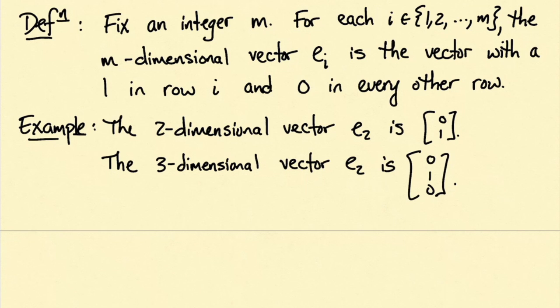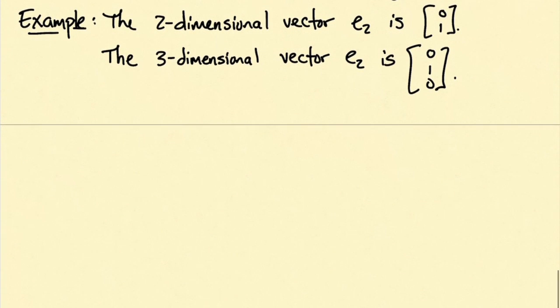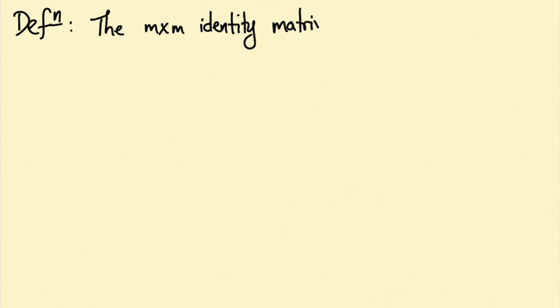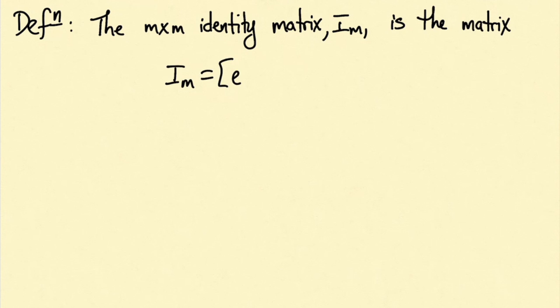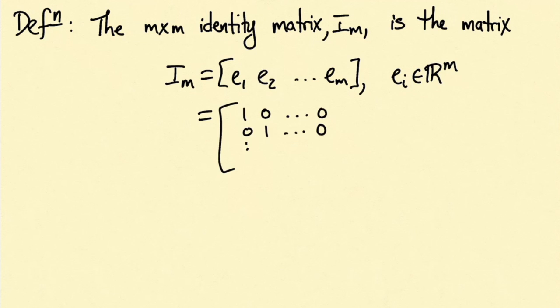So it's important to note that Ei can mean different things in different dimensions. With this new definition in mind, we can write down the m by m identity matrix. The m by m identity matrix, which we call I sub m, is the square matrix whose columns are given by E1, E2, down to Em, where Ei is an m-dimensional vector. This is a matrix whose only non-zero entries are ones along the diagonal.